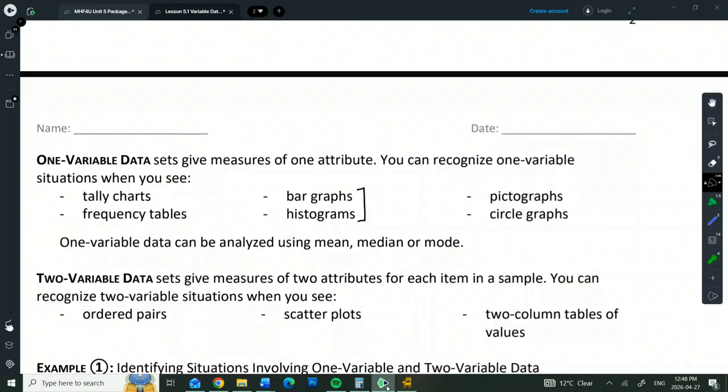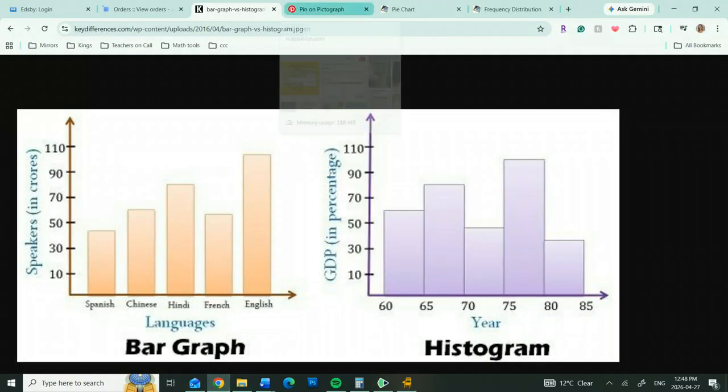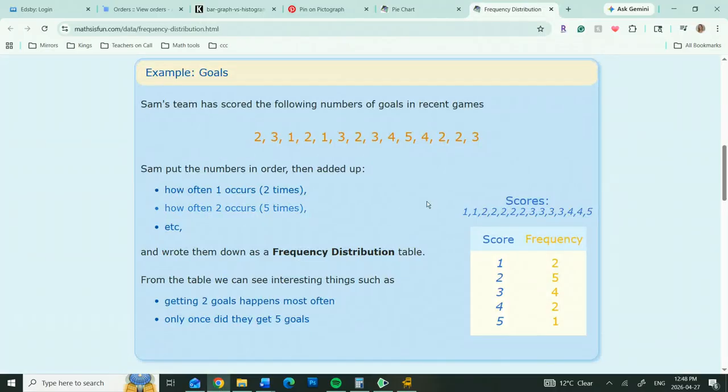Very similar. We have frequency tables. So frequency is essentially the number of times that something comes up. So if I gave you a number set, like 2, 3, 1, 2, and so on, this is your number set. This is like the number of goals in recent games. So 2 goals, 3 goals, 1 goal, 2 goals. Then it's asking how many times these scores come up in the list of data.